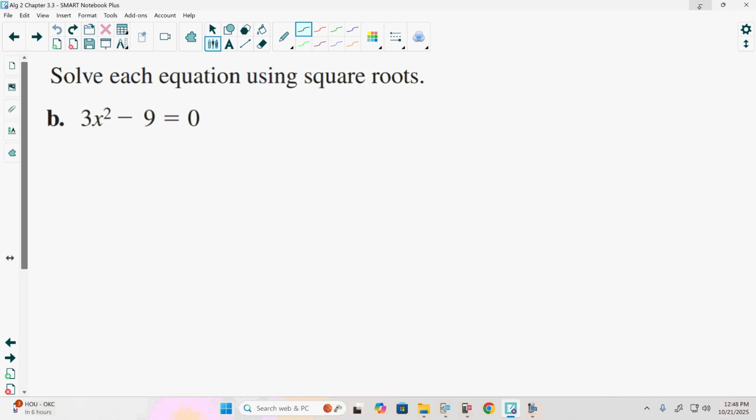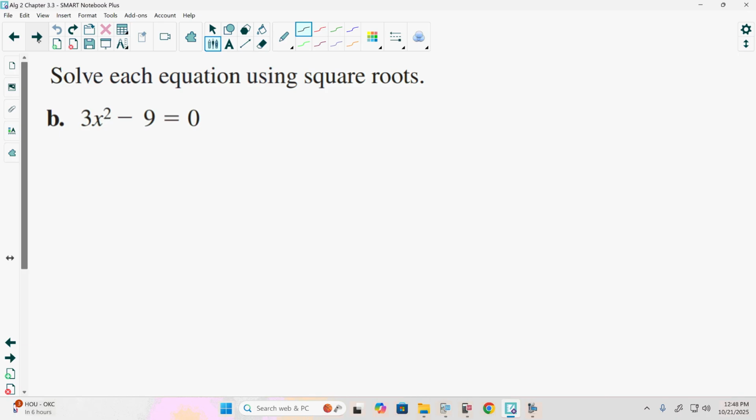Then we went over the square root method. And I know we did this one here. I cannot remember if we did the 3x squared minus 9. I don't think so, but I cannot recall. We did this one? Okay.